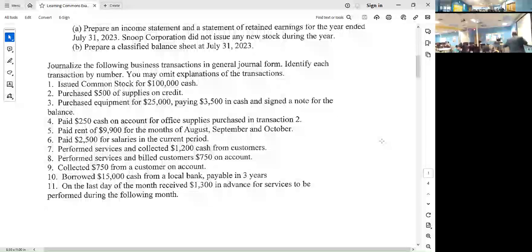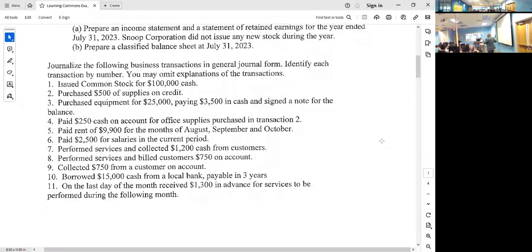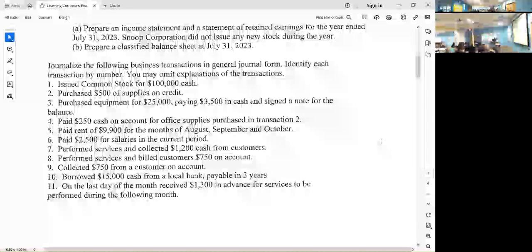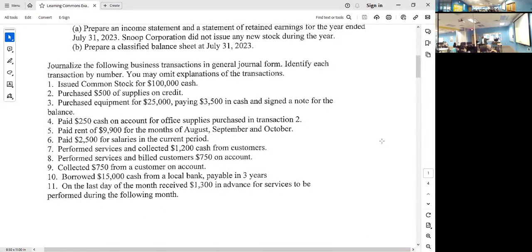Now, remember, you've got to get used to the account titles. They're not going to give you the account titles on the exam, you're going to have to write them in. Well, you'll have those related to another problem, but when you do the journal entries, it won't come like this. It's just going to be like this. So we have to remember.